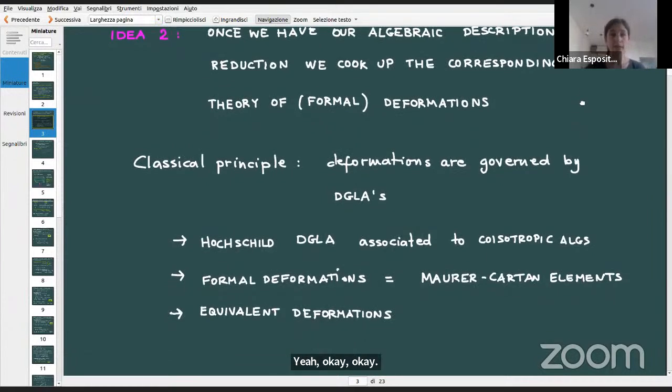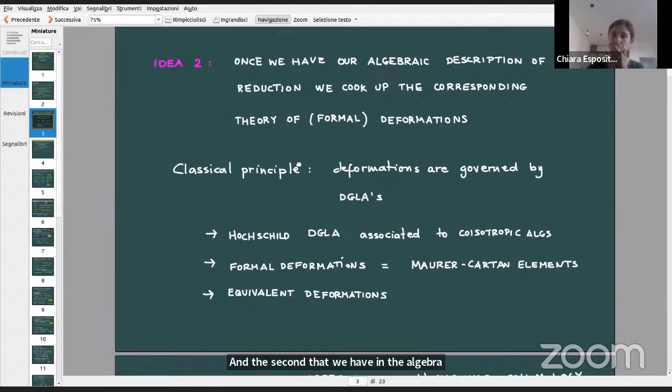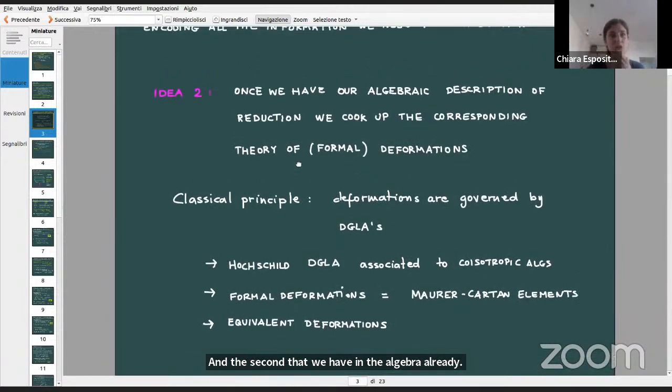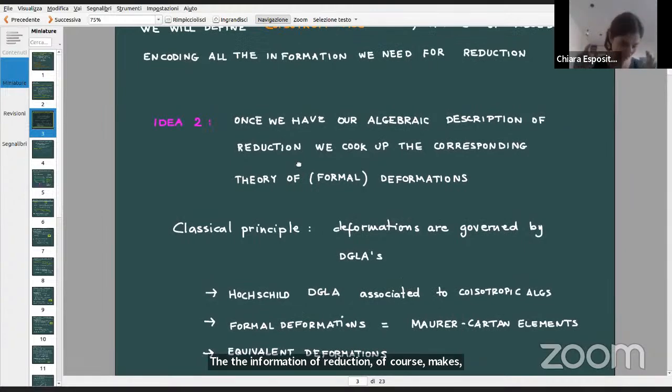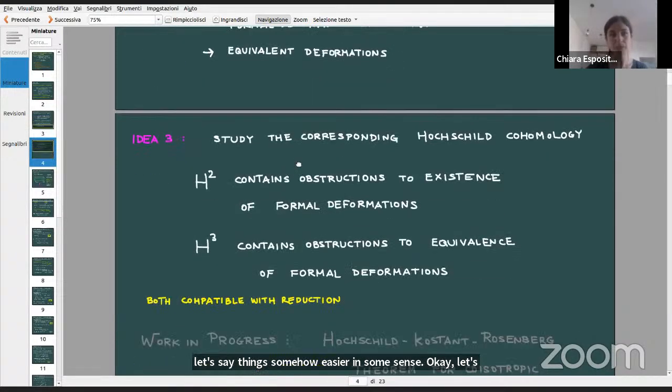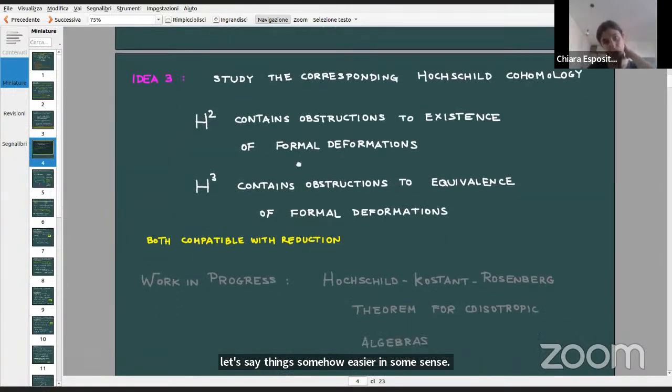Okay, so we have, as I said, equivalence classes of deformations, and we want to study the compatibility of deformation and reduction. And the fact that we have in the algebra already the information of reduction, of course, makes, let's say, things somehow easier in some sense. Okay, let's go on. Step number 3.